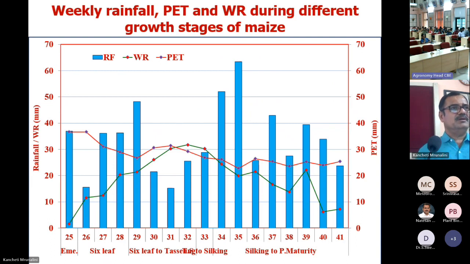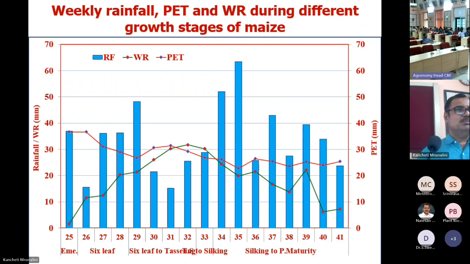Similarly, if simple parameters are available, PET and rainfall, we can calculate the water requirement, PET into KC, that we know as irrigation agronomists. If you graph like this, now this is the time of tasseling and silking, rainfall is very less, PET and water requirement is very high. Here you can see that the crop is not meeting the water requirement. This is for Rajanagar data. That means there is a great risk associated with this crop growth stage.